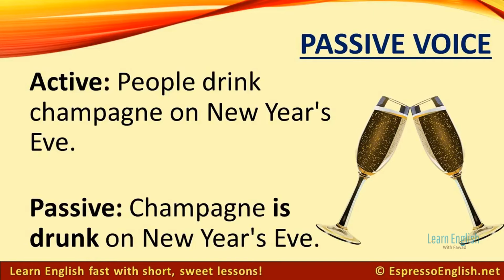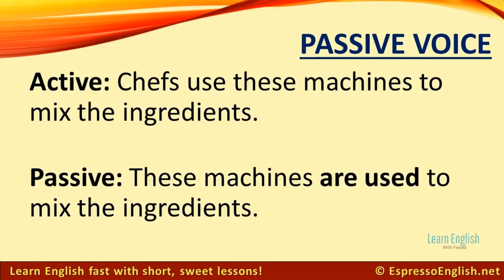Active: people drink champagne on New Year's Eve. Passive: champagne is drunk on New Year's Eve. Active: chefs use these machines to mix the ingredients. Passive: these machines are used to mix the ingredients.